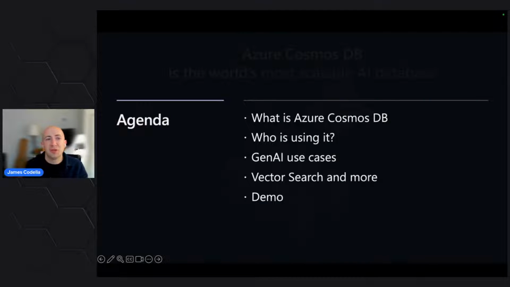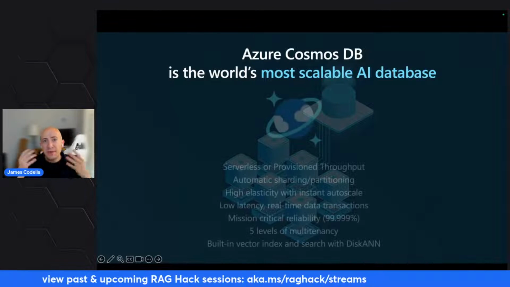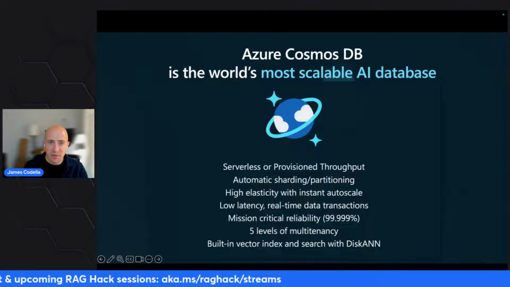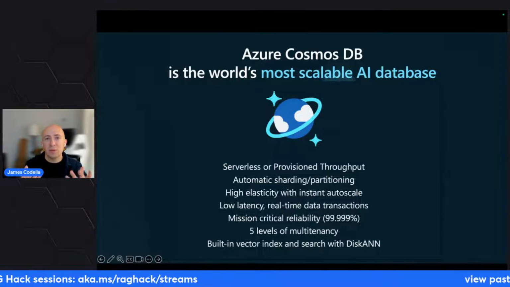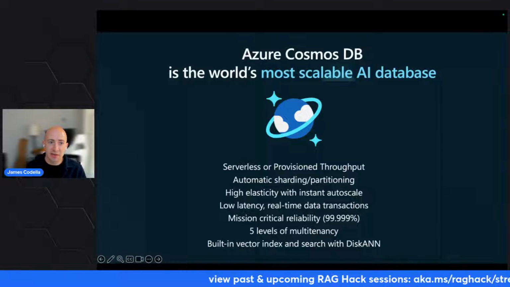So you may already be familiar with Azure Cosmos DB, right? It's the world's most scalable database for transactional operational data. I want you to think about Cosmos DB as the most scalable AI database now, right? There are so many AI applications being developed with Azure Cosmos DB because of the core value propositions and capabilities that Cosmos DB has built into its cloud-native scale-out architecture.